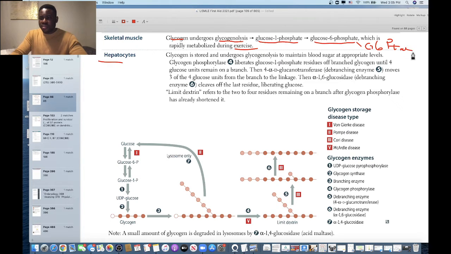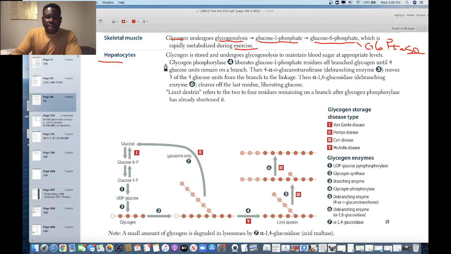This case is phosphatase, right? Take note of that. Okay, glucose 6-phosphatase. Good. Now, the muscles lack this. They don't have it. Please take note. Hepatocytes, liver, have it. So they can release the glucose for other parts of the body to use.